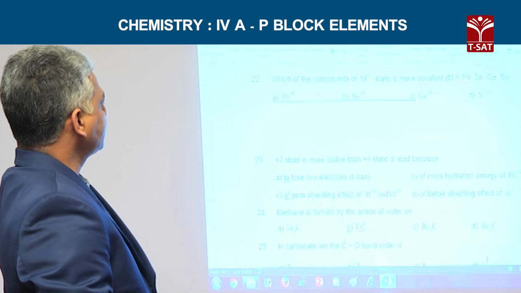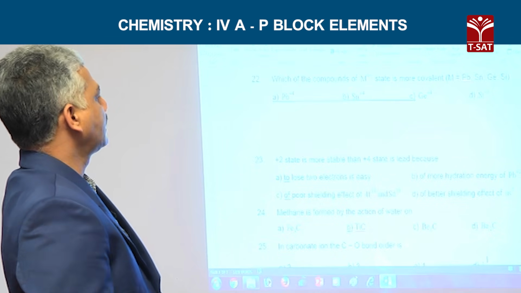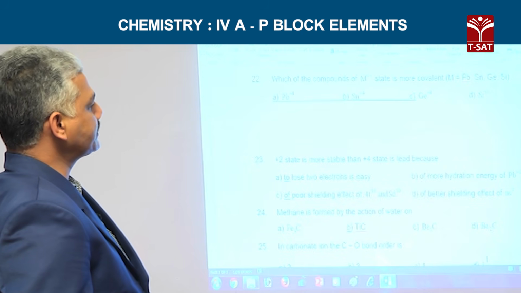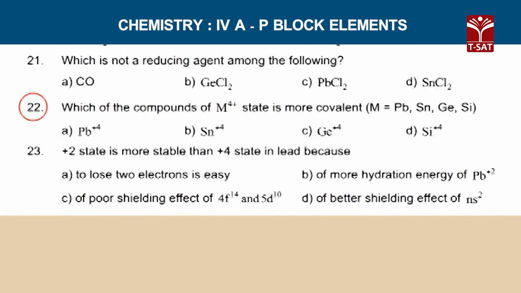22nd question. Which of the compounds of M plus 4 state is more covalent? In place of M, the elements considered are lead, tin, germanium and silicon. Given options are Pb plus 4, Sn plus 4, Ge plus 4 and Si plus 4. Correct option is D. Si plus 4.